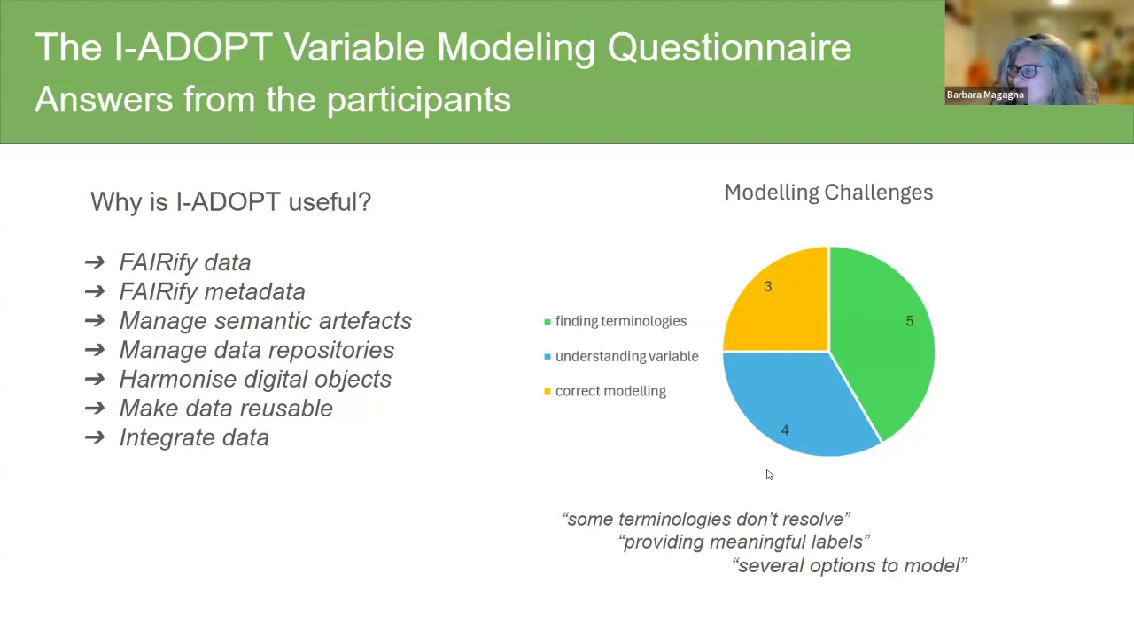And you see here that the most difficult parts are defining the right terminology for describing all the atoms, understanding the variable itself, because you need to know a lot about the domain of these variables, and to do the correct modeling. For the correct modeling, I think we can do a lot with improving the guidelines. Because sometimes there was still some doubts how to use it. Also, an issue is that some terminologies don't resolve, and that has to do with the persistence of identifiers.